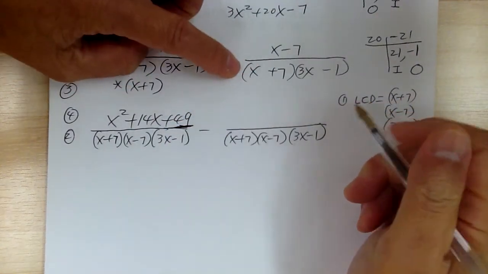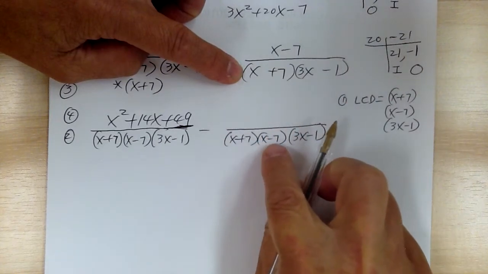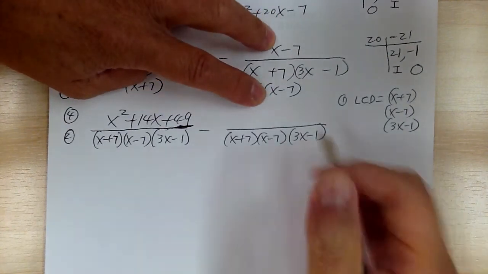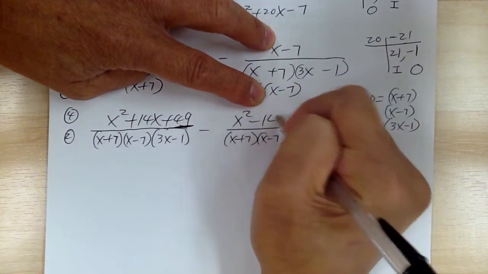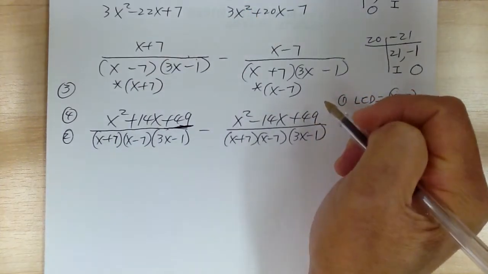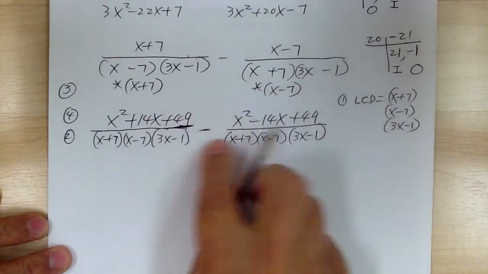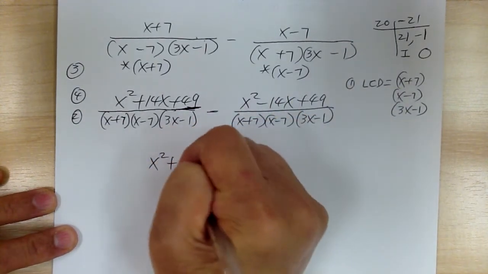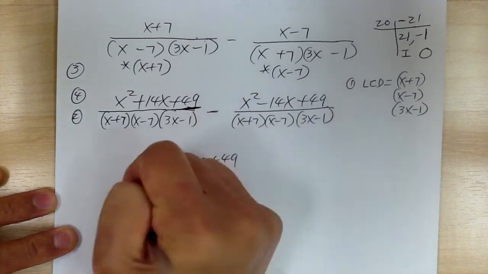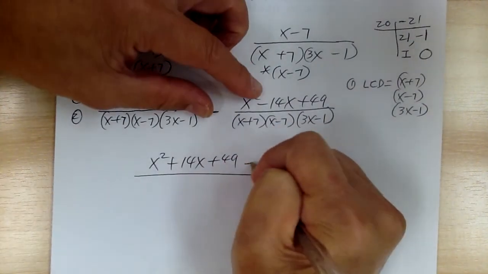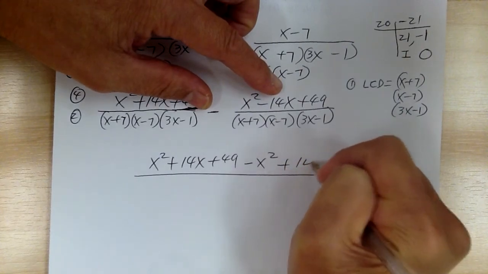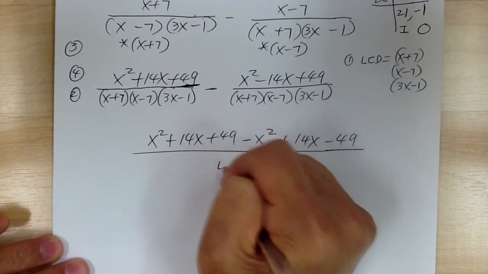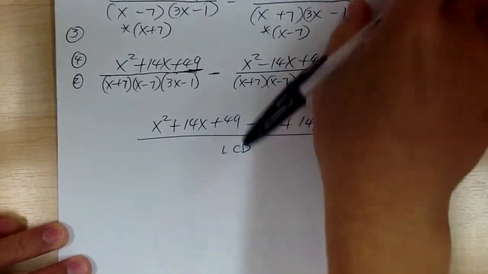Okay, over here, it's the same thing. So check what you're missing. You're missing this one here. So you need to multiply it by x minus 7. So when you multiply the top, you get x squared minus 14x plus 49. And I'm going to change the sign, just to be safer that way. So you got x squared plus 14x plus 49. So you're going to get minus x squared plus 14x minus 49 over, I'll just write LCD for now, save some writing.